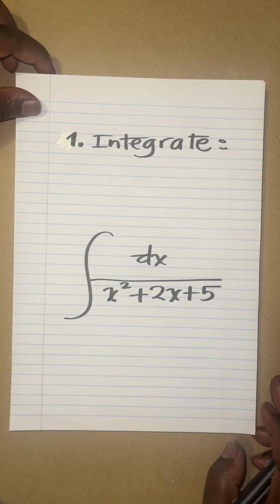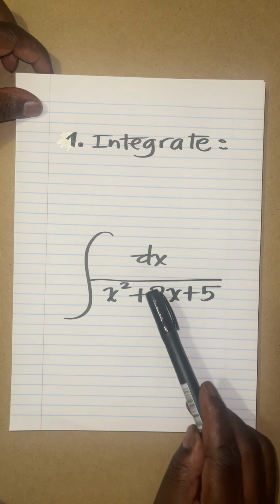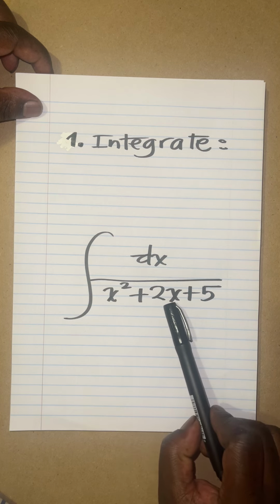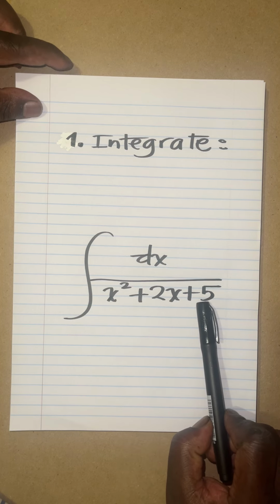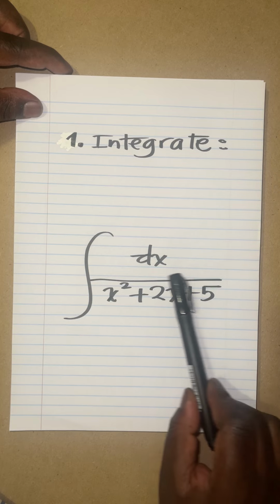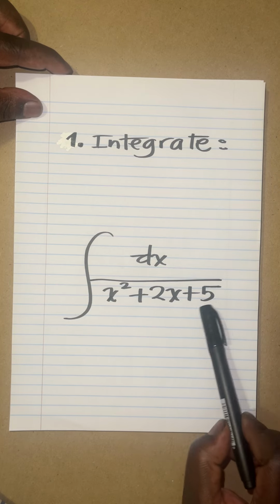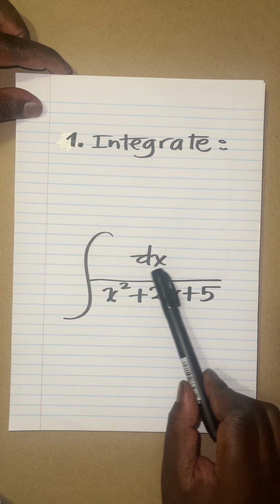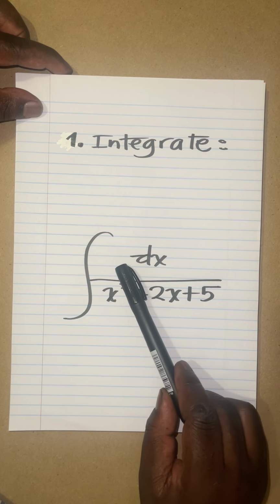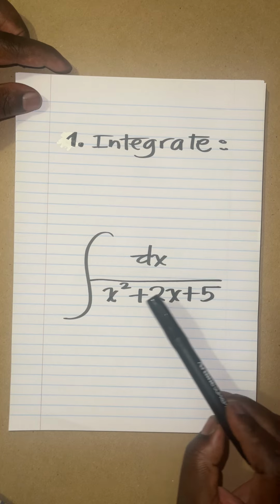So the first one for today says: integrate the integral of dx all over x squared plus 2x plus 5. Now if you look at the denominator here, it's a trinomial, or a quadratic function, and in the numerator there's a 1 dx. There's absolutely no way you can change 1 to turn it into x.